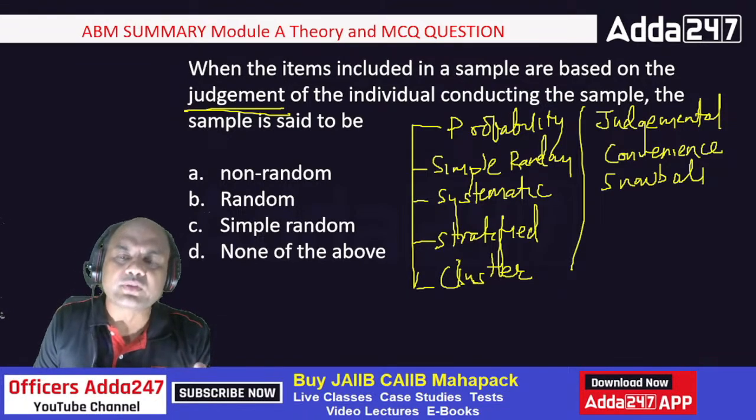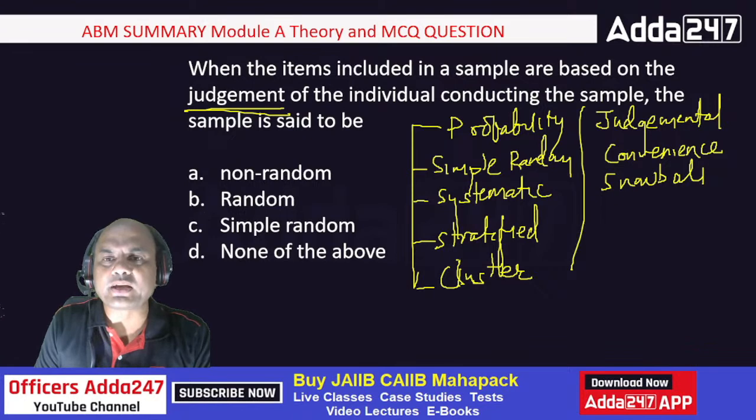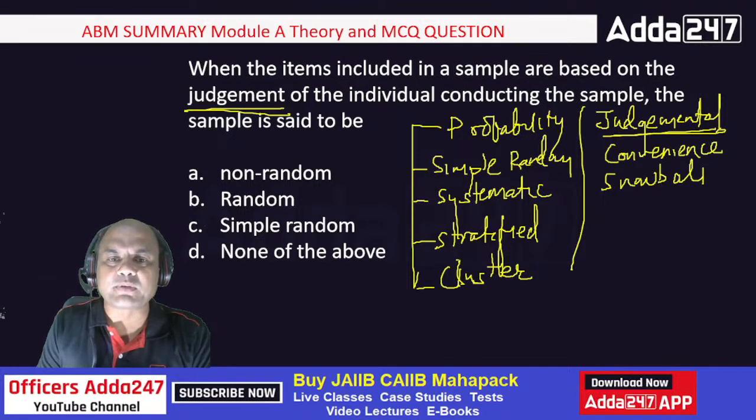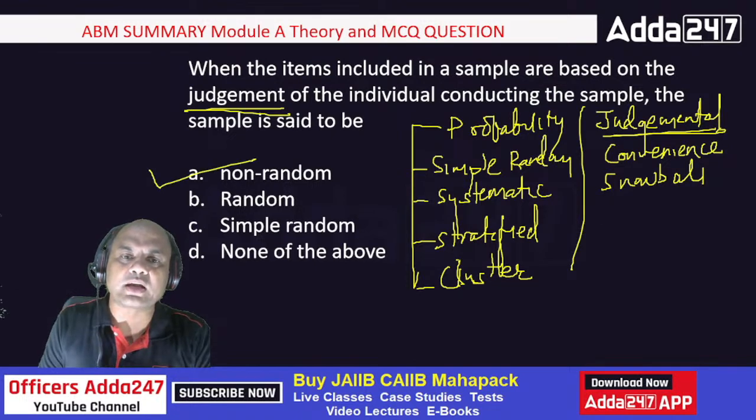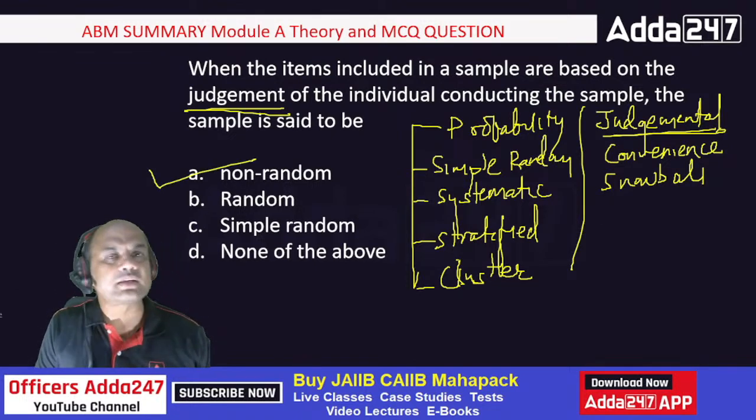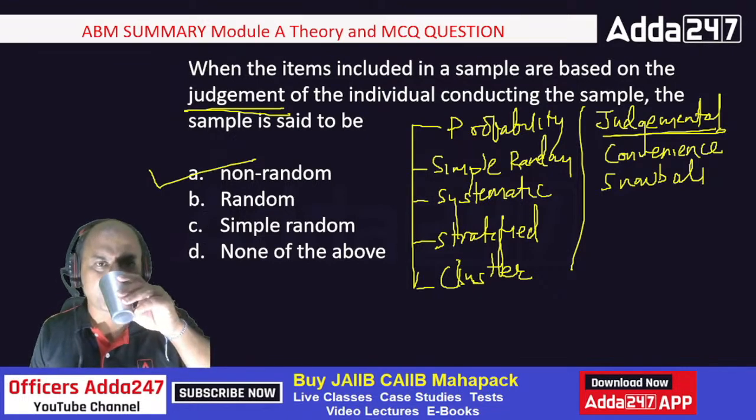Okay. So what is the main logic behind this question? What is based on the judgment of the individual? Judgment of the individual means the answer will be judgmental, right? So where is the judgmental answer? Random means probability. Simple random, again probability. So the answer over here is non-random. Non-random means judgmental sampling, where judgment of somebody is used.